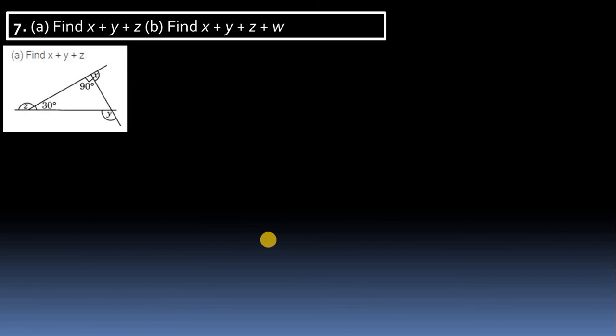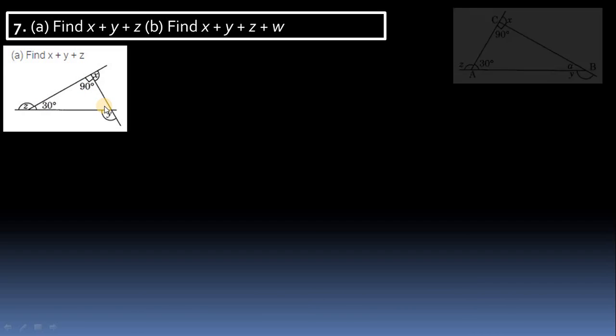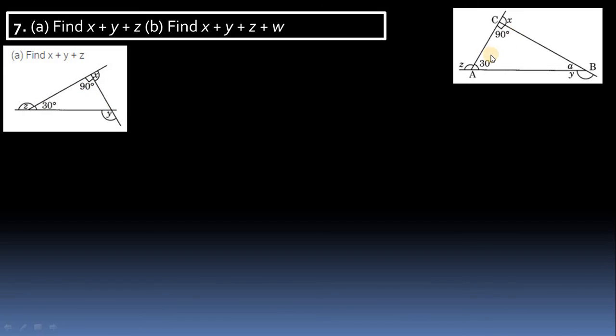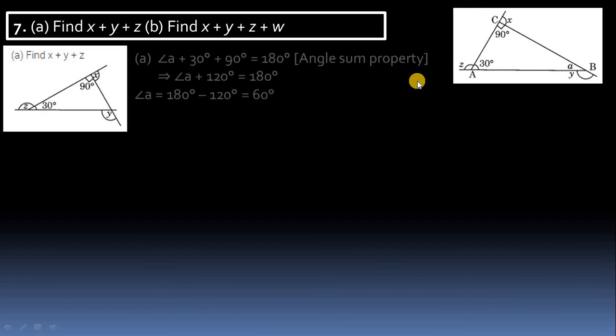Then find the value of x, y, z. So this question is also the same. You have to do the addition of 90, 30, and here you assume one angle A. So you do 90 plus 30 plus A is 360. So according to the angle sum property, you can easily calculate the value of A. A is 180 minus 120. So it is what? 60 degrees.